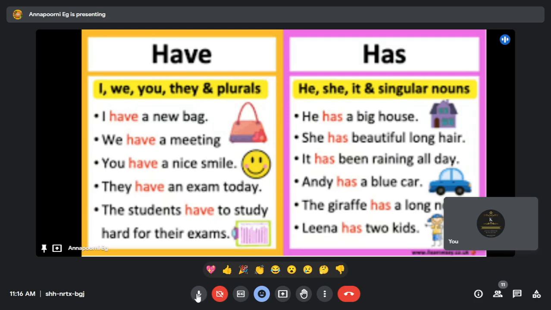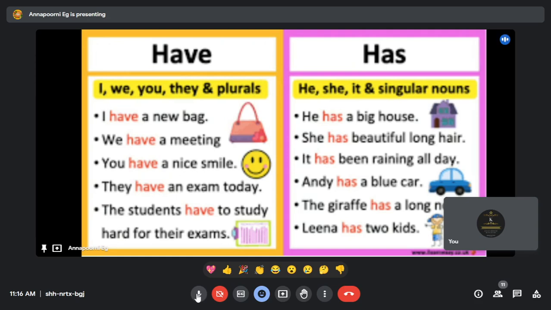So here you can see that the subjects are he, she, it. They are all singular pronouns. And other singular nouns, like Andy, Lena, the giraffe. They are all singular subjects. We sometimes call them nouns or subjects; both are the same. So he, she, it, these three are the singular pronouns. Andy, Lena, and the giraffe, they are singular nouns.